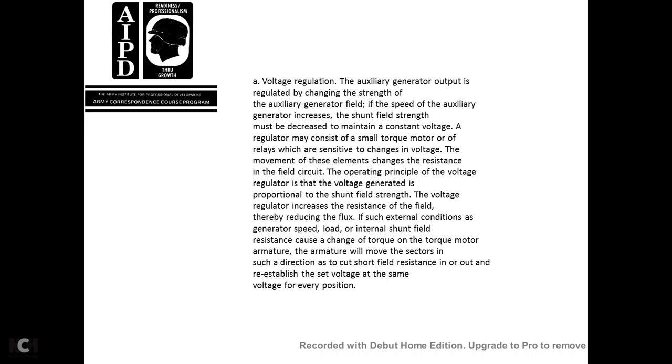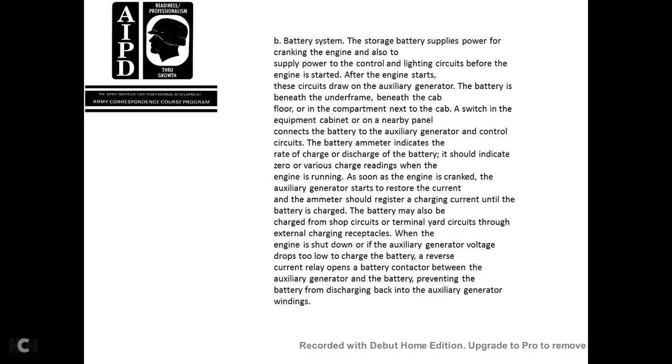of the field, thereby reducing the flux. Under external conditions of generator speed, load, and internal shunt field resistance, the resulting change can cause a change in the torque of the torque motor armature. The armature will move the sectors in such a direction as to cut field resistance in and out, and reestablish the set voltage, keeping the same voltage for every position.